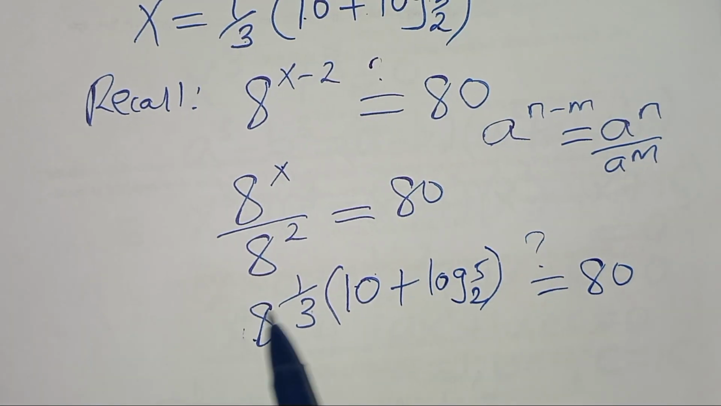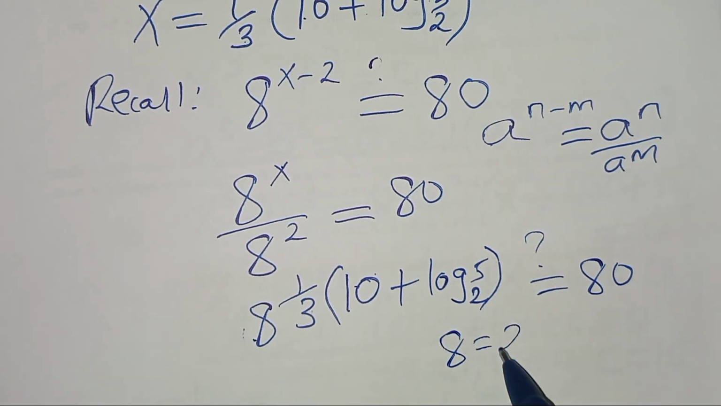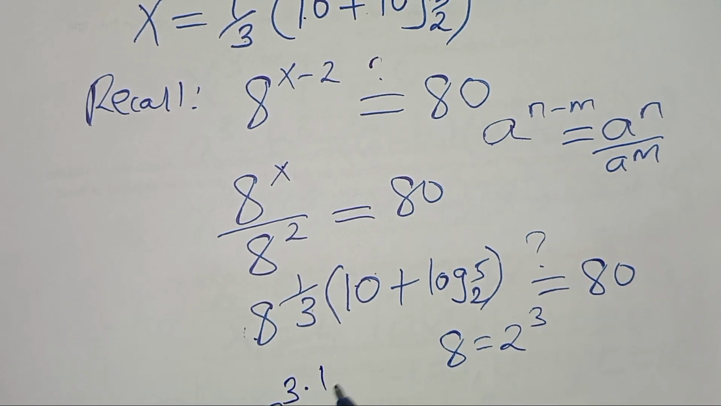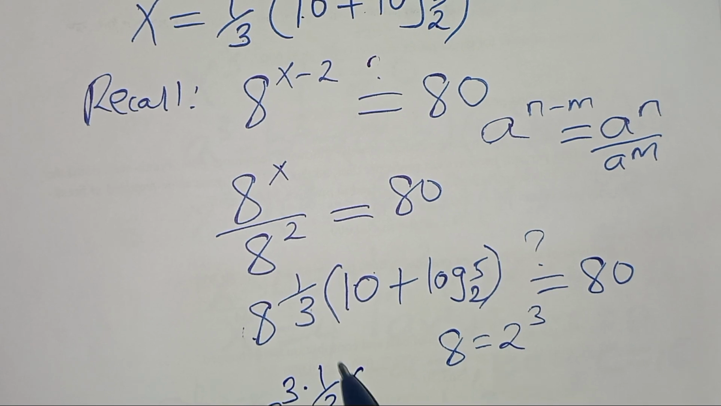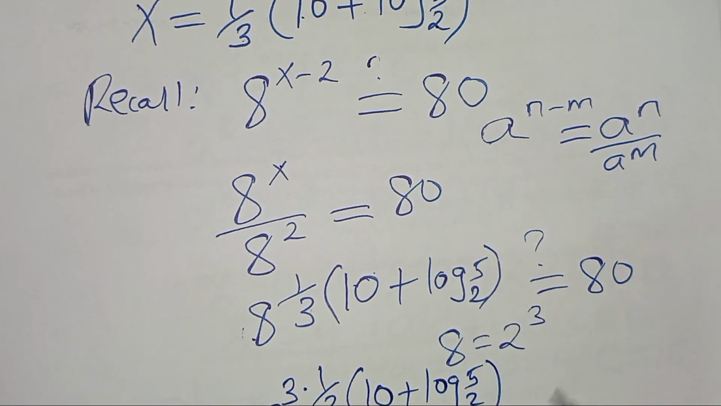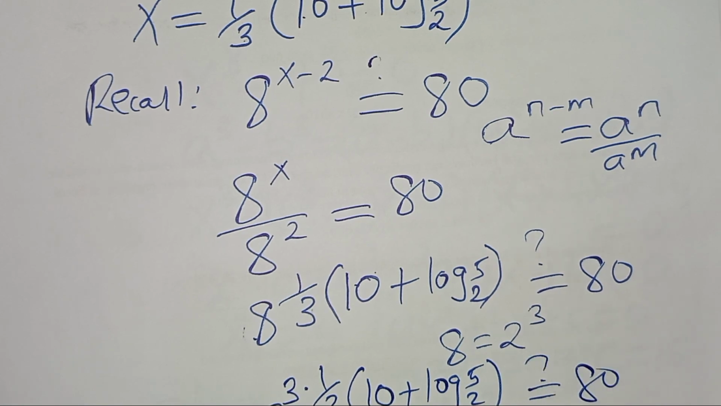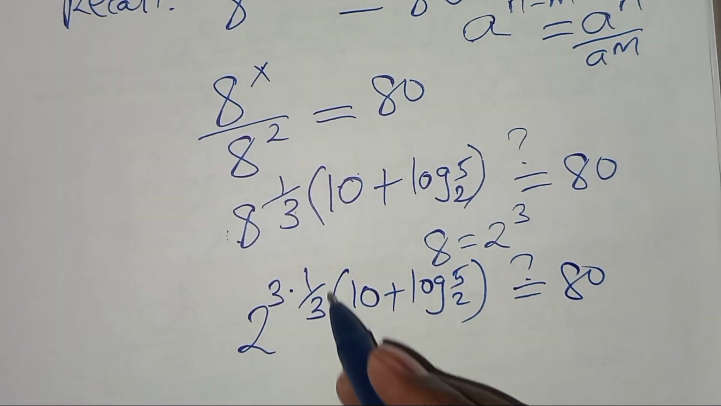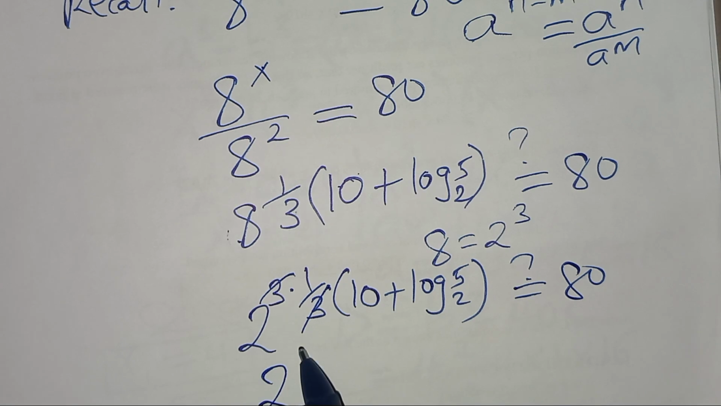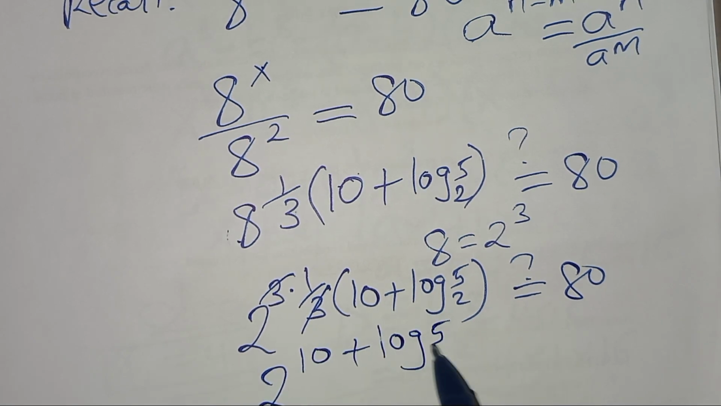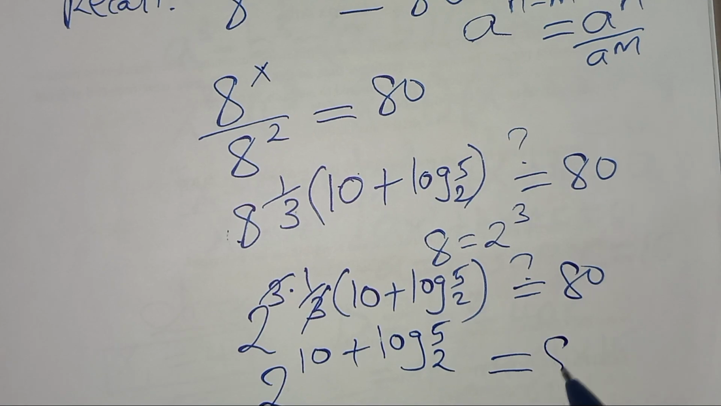Now, from what we have here, we can express 8 as 2 to the power 3. So this is the same thing as 2 to the power 3 multiplied by a third into the parentheses 10 plus log 5 to base 2. This should give us a value of 80. Now let's simplify here. We'll have 2 to the power 10 plus log 5 to base 2. This should give us a value of 80.